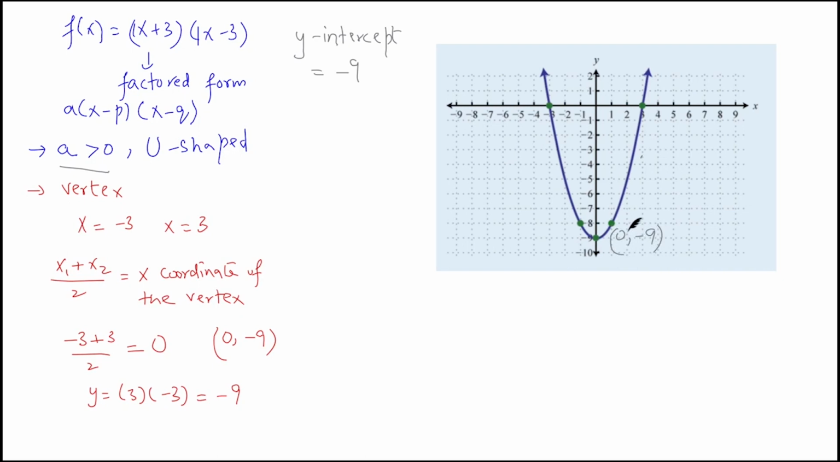Let's look at the x-intercepts. We have x equals minus 3 and x equals 3. There you go. x equals 3 and x equals minus 3. Lastly, we already know the y-intercept is at minus 9. There you go.